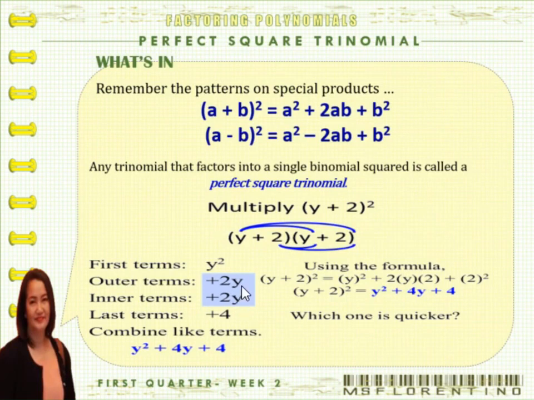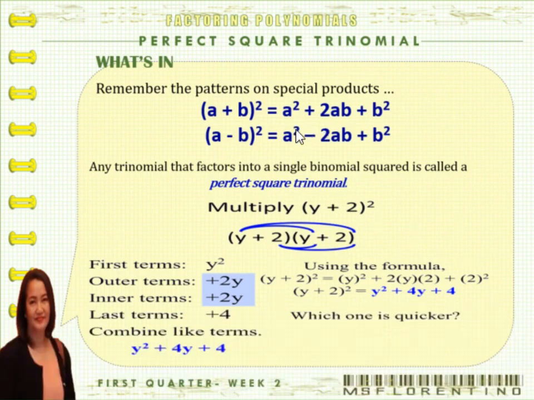We combine like terms. The outer and the inner terms are like terms, so we have 2y plus 2y that is equal to 4y. So, the product of y plus 2 times y plus 2, or the square of y plus 2, is y squared plus 4y plus 4.